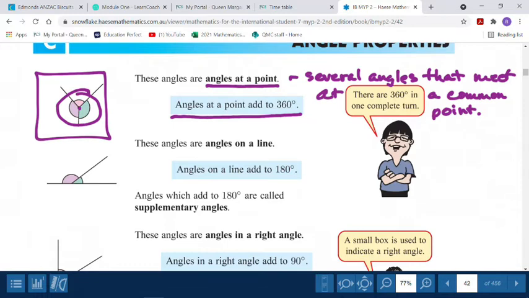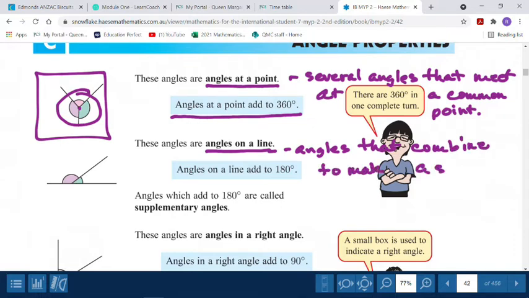The next property that you must remember is angles on a line. Well, that makes perfect sense. It's angles that combine to make a straight line. Okay, so then when you combine them, you make a straight line. And angles on a line always add up to 180 because they combine to make a straight angle, which is what we learned before, right? And a straight angle always measures 180.